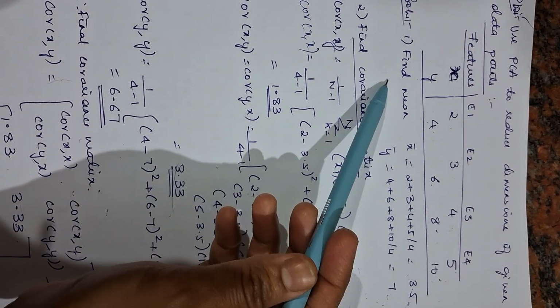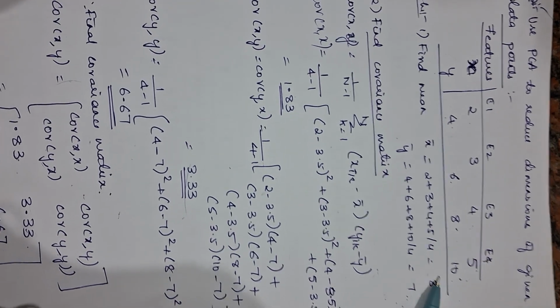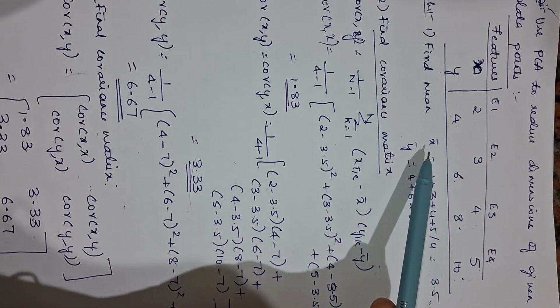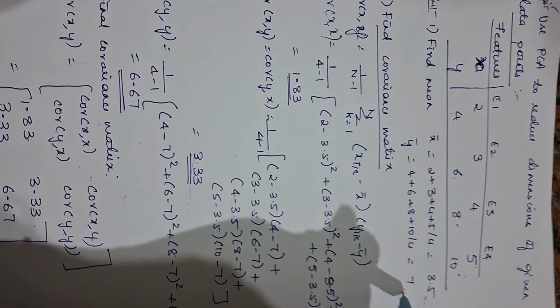So the first step is you have to find the mean. Since I have two features, find the mean of x separately, and find the mean of y separately. So this is x bar which I get, and this is y bar. This is just the normal mean which I found.